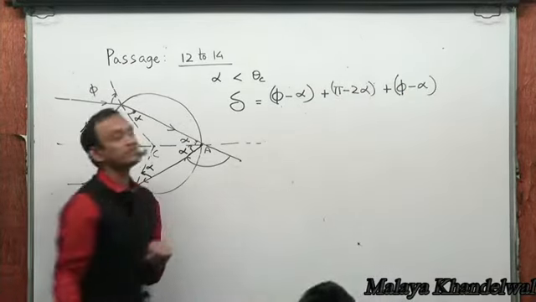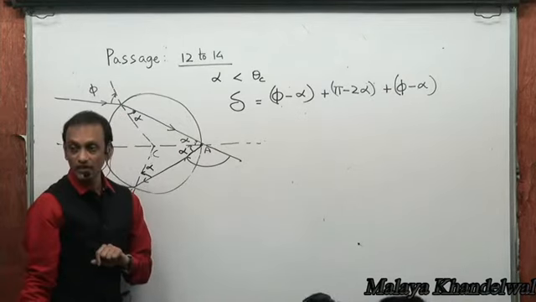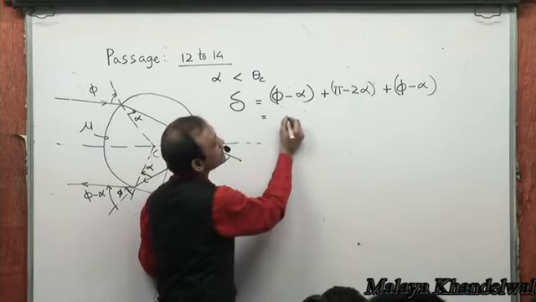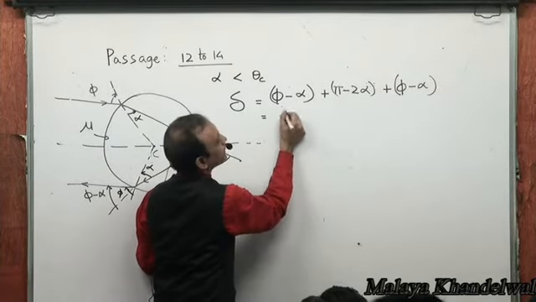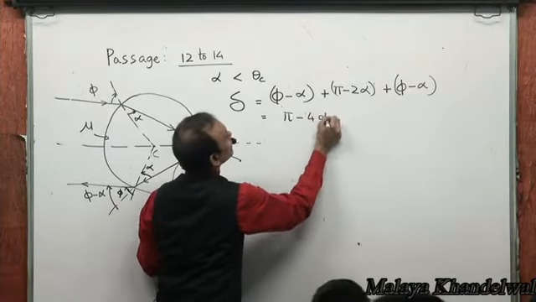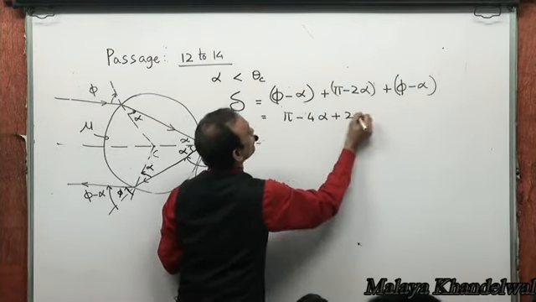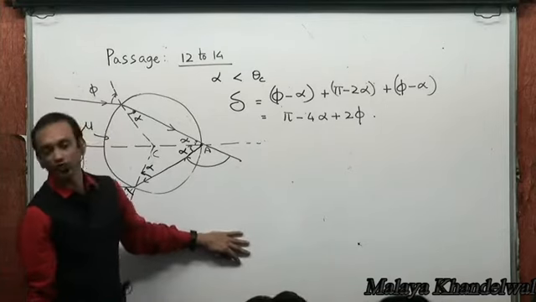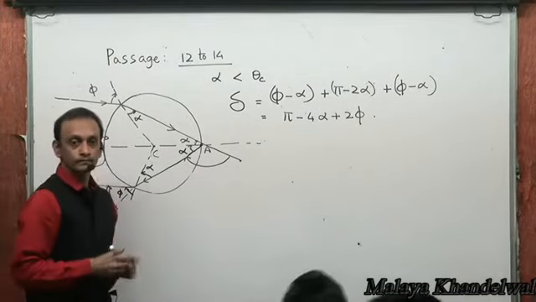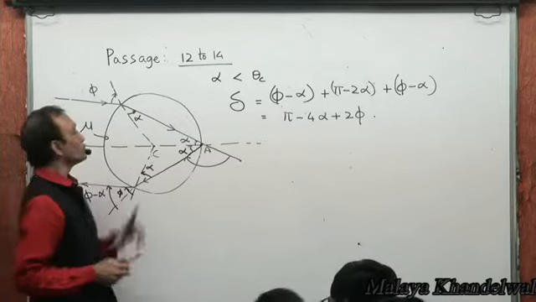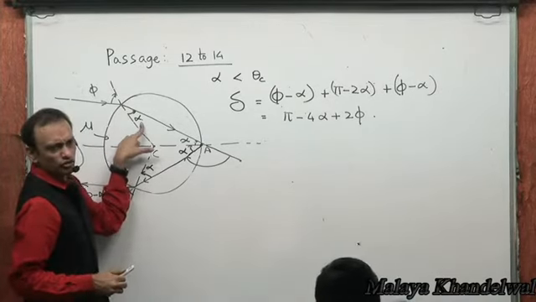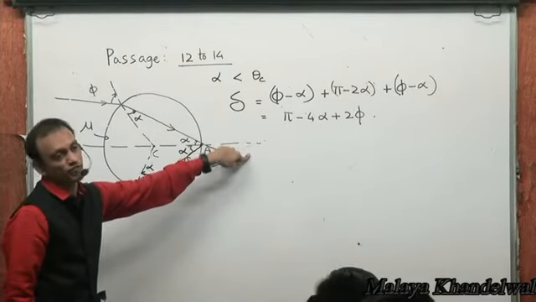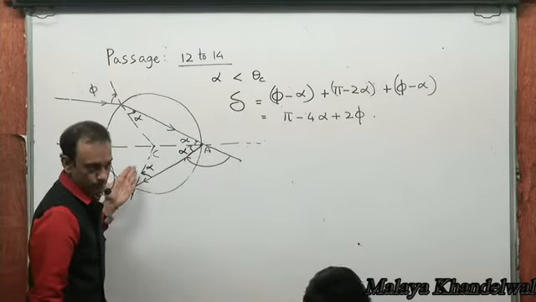That's going to be the total deviation clockwise produced for this arrangement. So this turns out to be pi minus 4 alpha plus 2 phi. That's the deviation produced. Different values of phi will give me different values of alpha, and therefore you'll get different deviations. This is the expression for deviation in the situation shown.